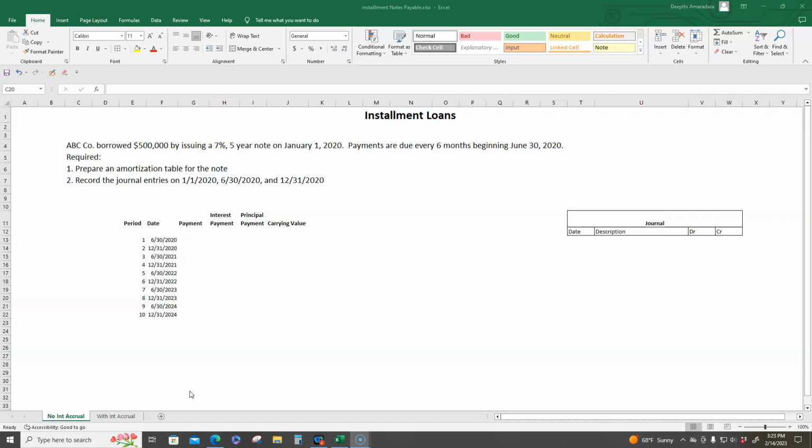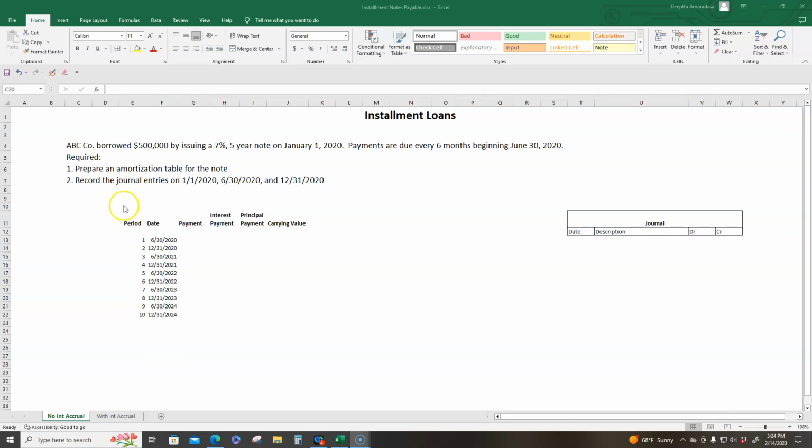For us to record this in our books of accounting, we have to calculate the payment, and then we have to split that payment between the interest portion and the principal portion. And then something called the carrying value is what's going to be reported in the balance sheet at the end of every year for this loan. To help us with these calculations and to record our journal entries, we prepare something called an amortization table for the note. I will teach you how to do that, but the first thing we're going to do is read this example, and then I'm going to teach you how to calculate the payment.